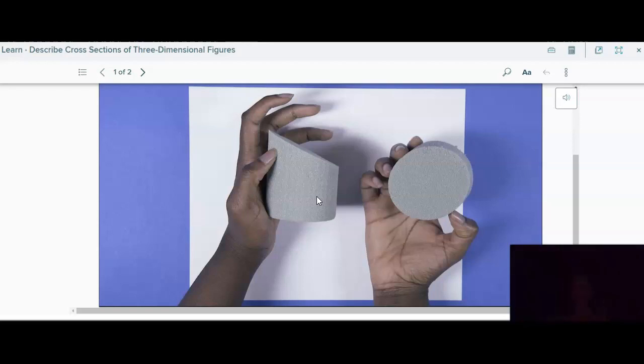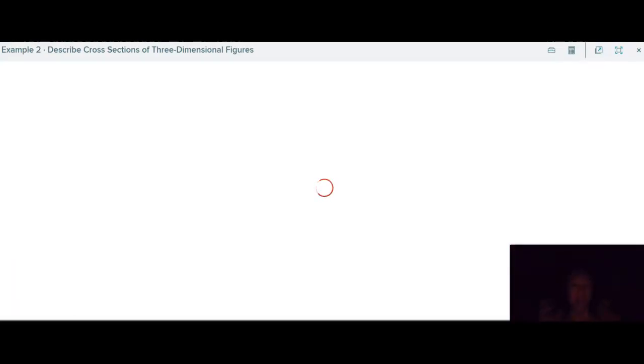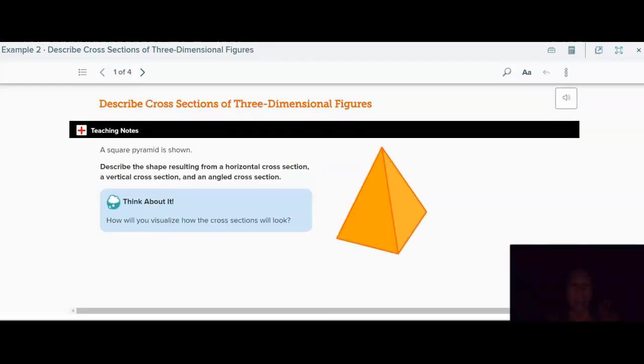Okay, so cross-section is just if you were to slice an object, a three-dimensional object, with a plane. You can see that it's like an oval shape instead of a perfect circle there. So again, you don't have to be perfect at it, but we're just going to try to start thinking in 3D and seeing if we can visualize things in 3D. So think about it. If I took a square pyramid and I want a horizontal cross-section, so meaning I cut it horizontally just straight across that way, or vertically straight down, or at an angle, what would each of those look like? And we're going to look at some examples here.